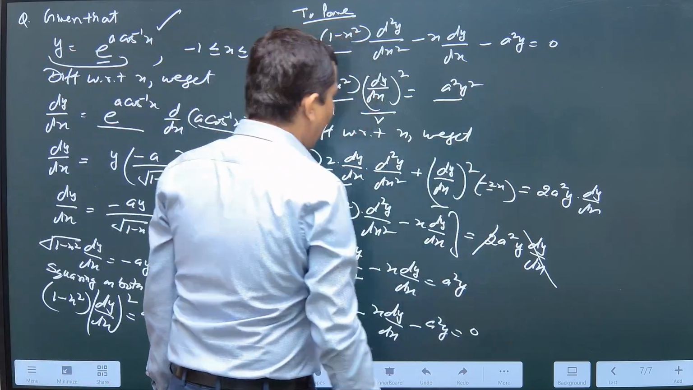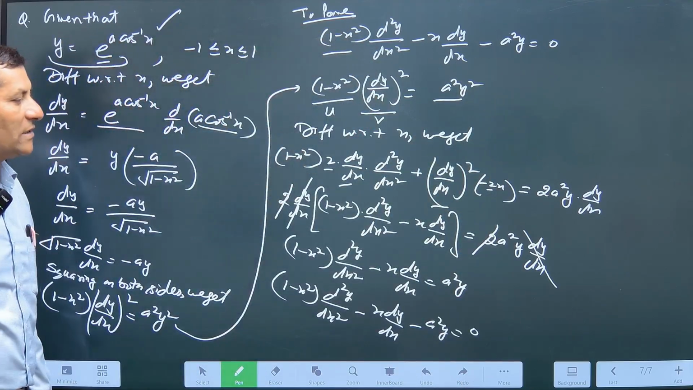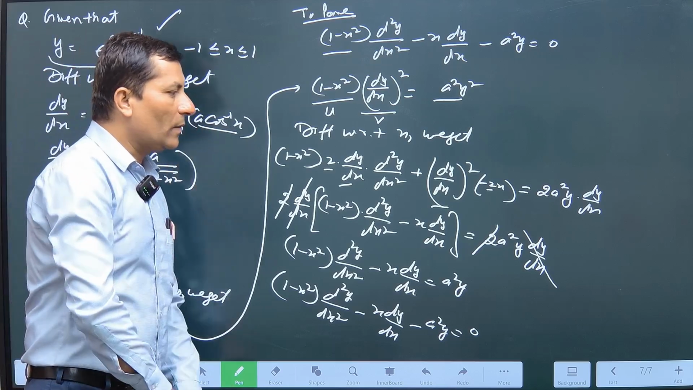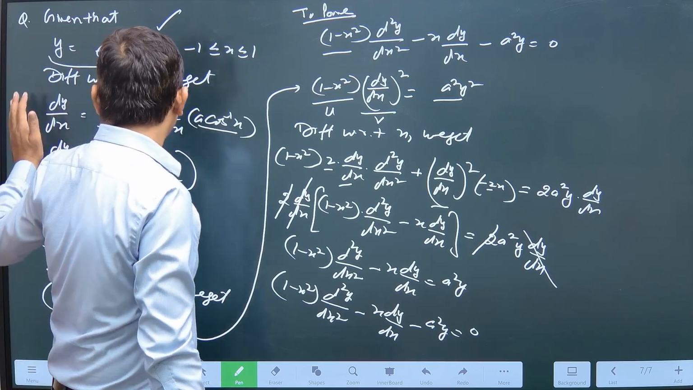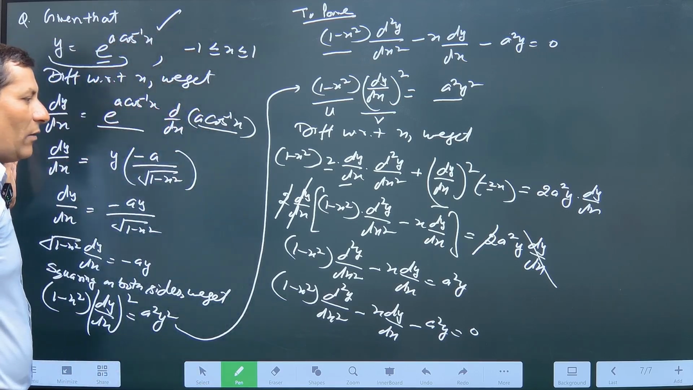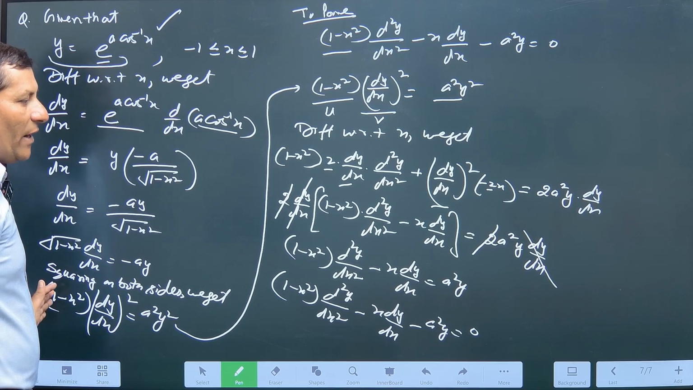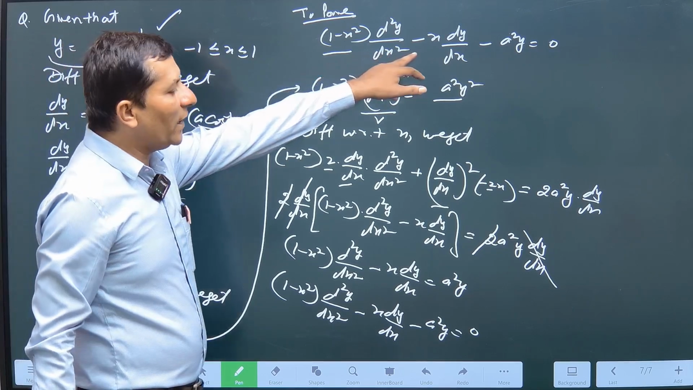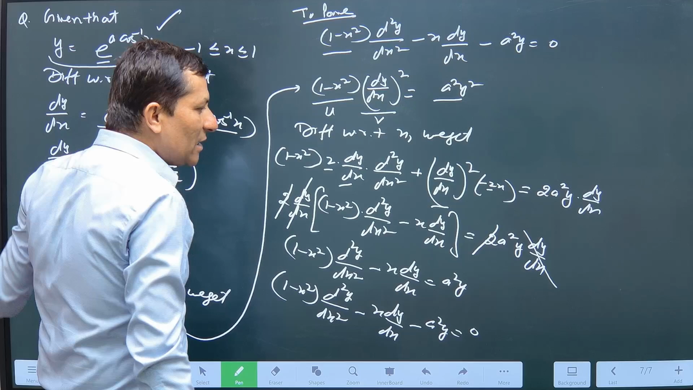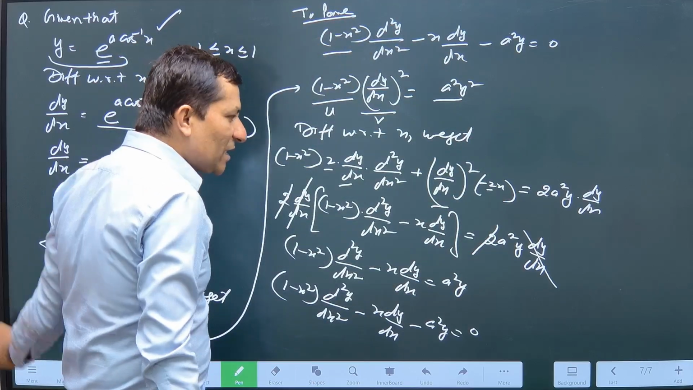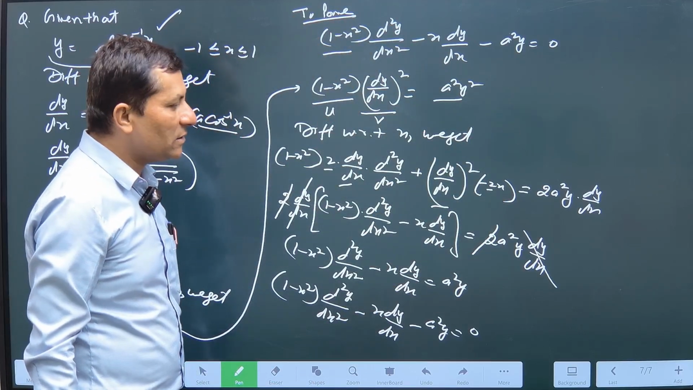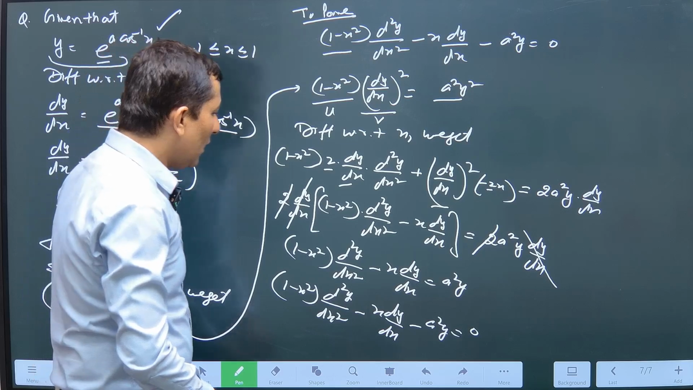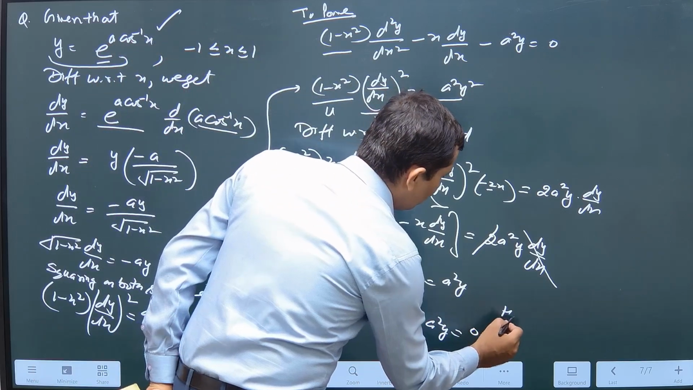This relation can be proved. Every time in such questions, do not substitute the values separately. No need to find out dy upon dx and d square y upon dx square separately, or to put them in the left hand side. Such questions cannot be proved that way. Clear? Understand? Hence proved.